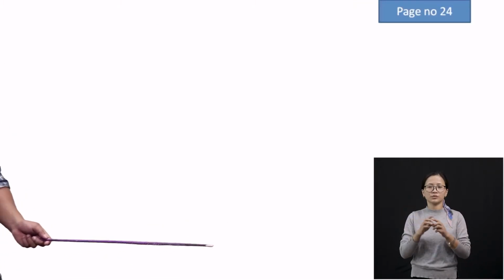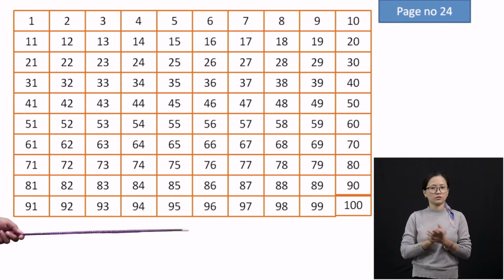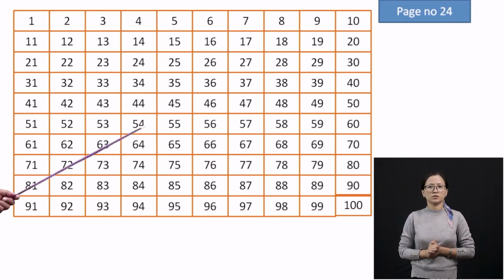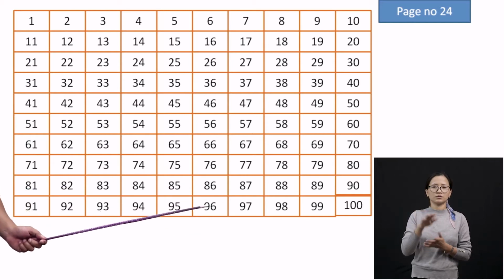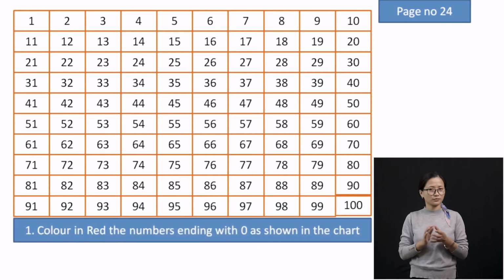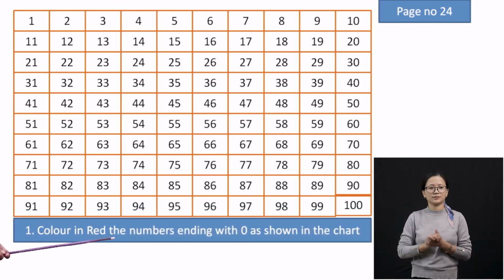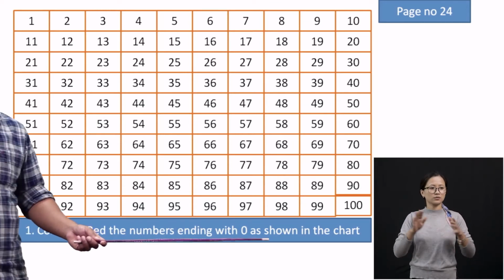All right? Now, if you turn to page number 24, you will see this big chart with numbers 1 to 100 and questions given to you. So let's solve the questions one by one. Now, in the first question, color in red the numbers ending with 0 as shown in the chart.